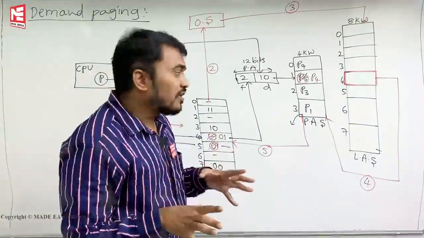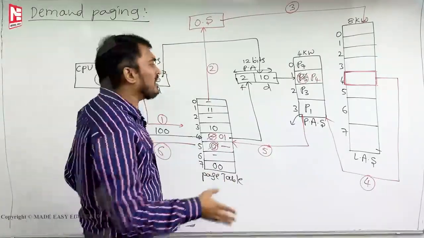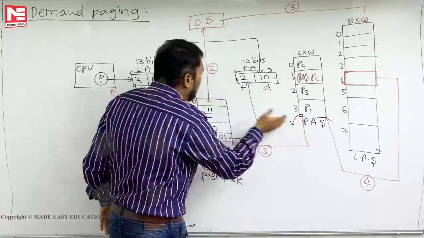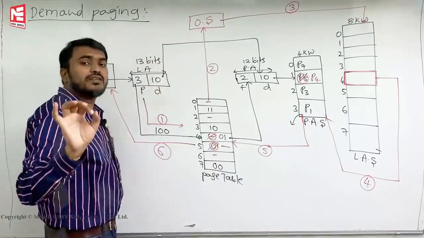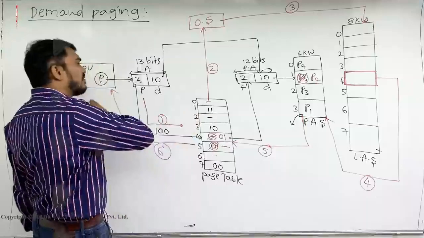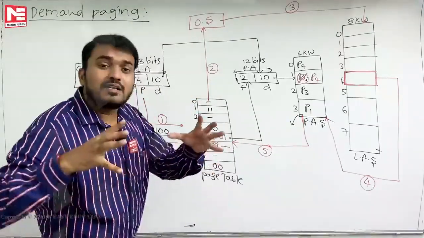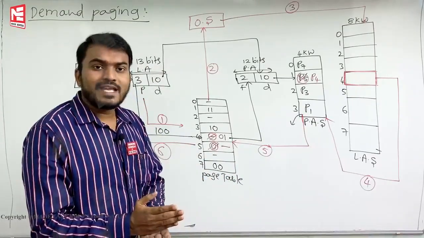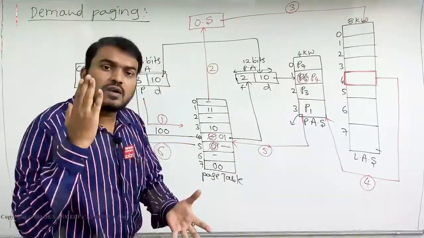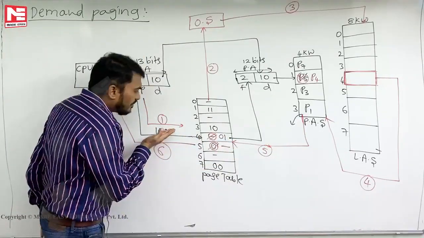And when the CPU is executing the process, whatever pages are available in the main memory, the CPU will execute those pages. And if the CPU requires any additional page which is not there in the main memory, then what happens? The page fault will occur.